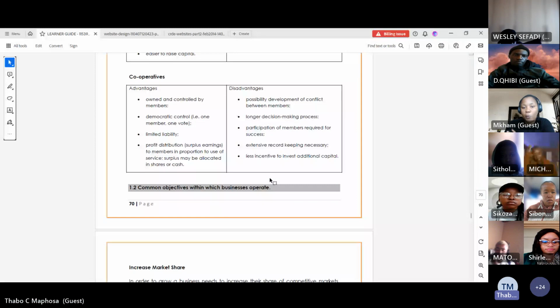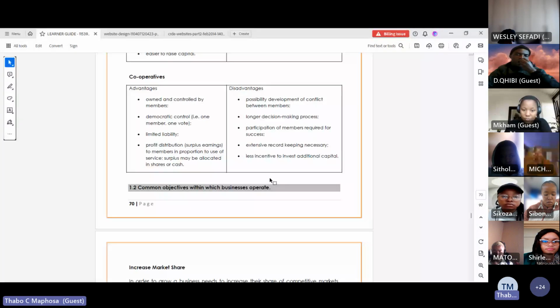And then participation of members is required for success. So with a cooperative, everyone needs to contribute. Everyone needs to participate for this business to be successful. Otherwise, this business model is very, very difficult to establish, because people have various things that they do. They think differently and things like that.